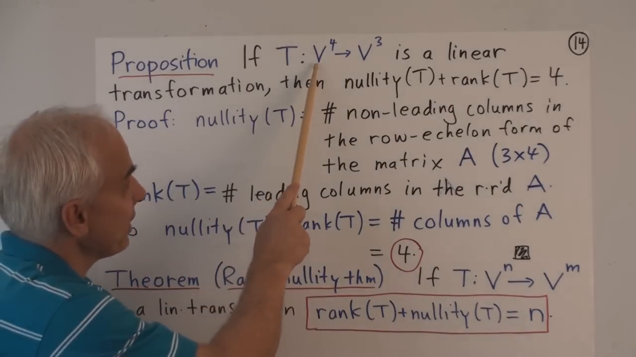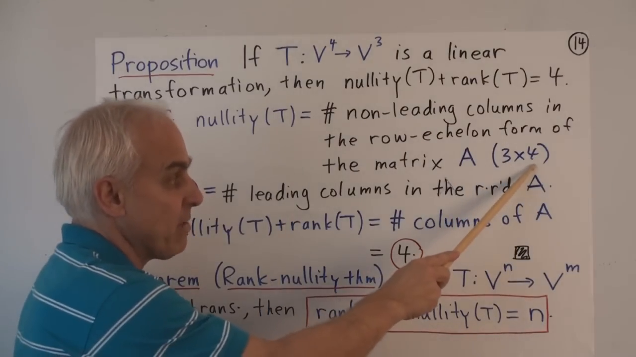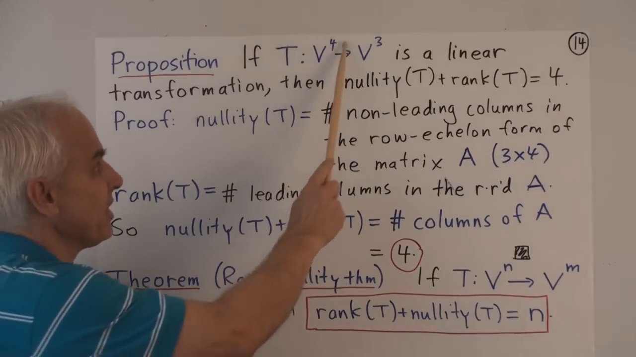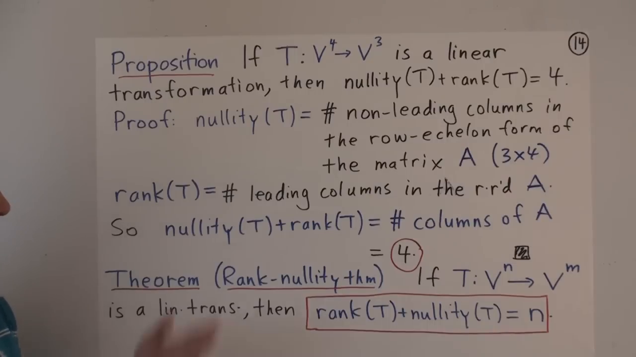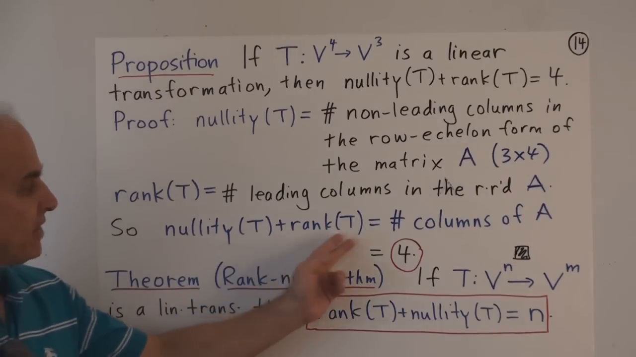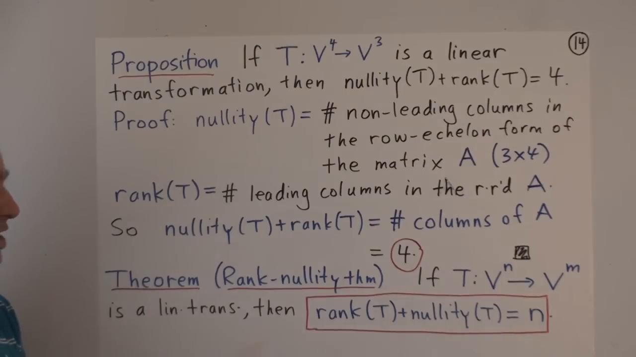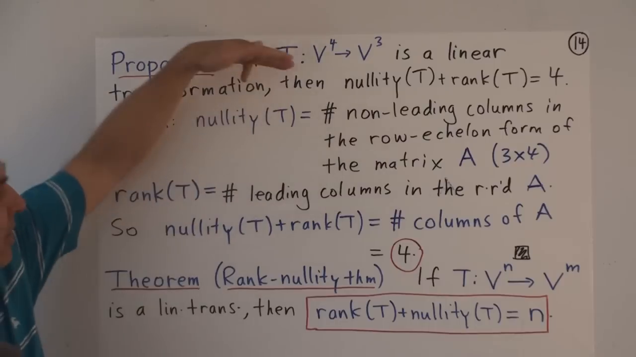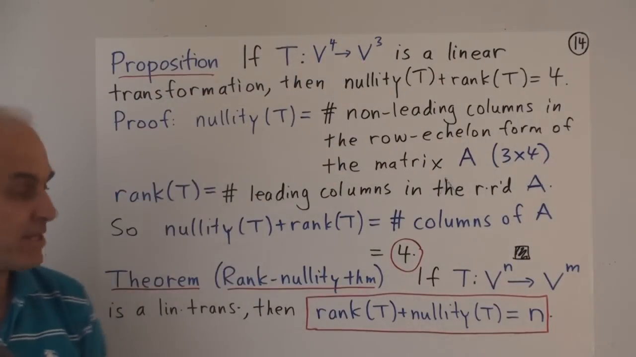And if we're starting with a linear transformation from four-dimensional space to three-dimensional space, the matrix for it is a 3 by 4. It has 4 columns. The number of columns equals the dimension of the space we're starting with. That's the reason why the nullity of T plus the rank of T equals the number of columns of the matrix we're starting with, which in this case is 4. And we can see that the argument is completely general. It doesn't depend on the fact that we looked at a particular transformation from four-dimensional space to three-dimensional space.